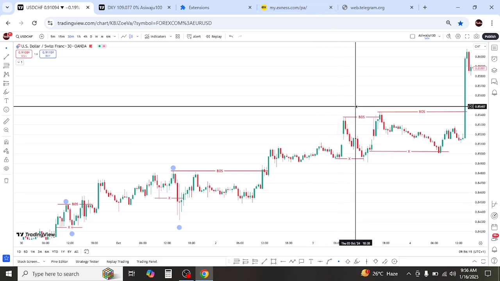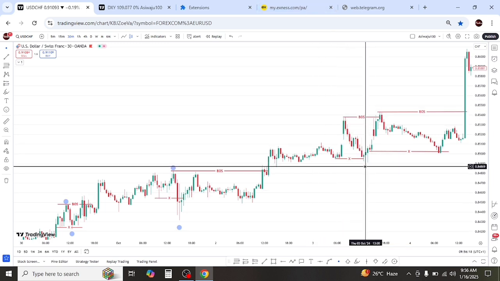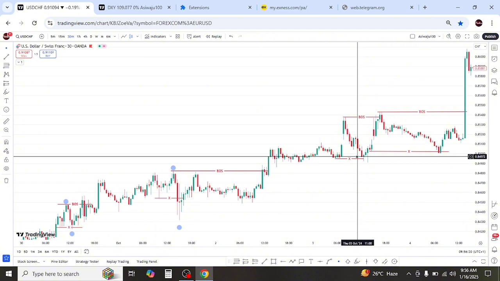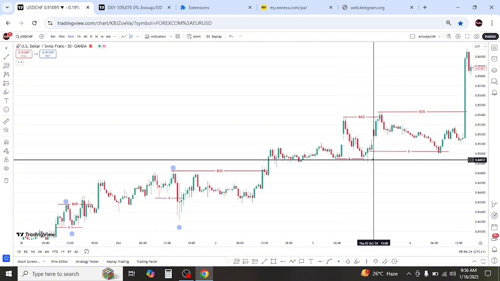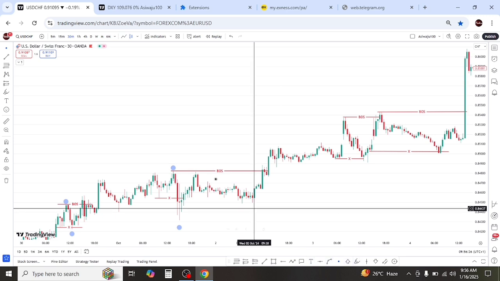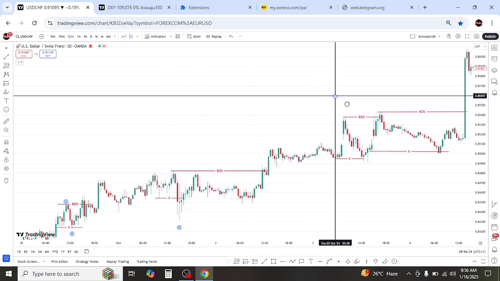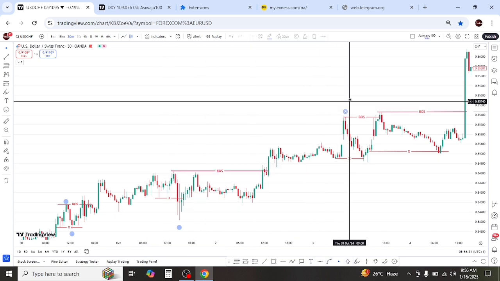After that, price reversed from this point to grab the liquidity here, which is to sweep this inducement. So immediately we have this inducement sweep here. This high becomes what? This high becomes our major high.